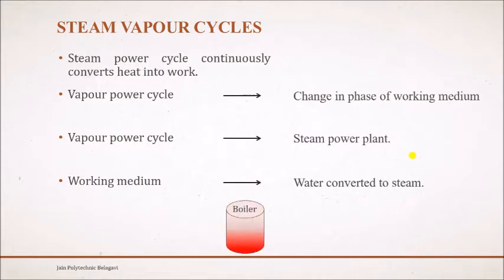Just before going to the various cycles, we'll see how the steam is actually produced. We'll have a boiler, where the water is heated and gets converted into steam. First the water is fed to the boiler, and then inside that boiler burning takes place, the burning of coal, and due to that, heat is generated.